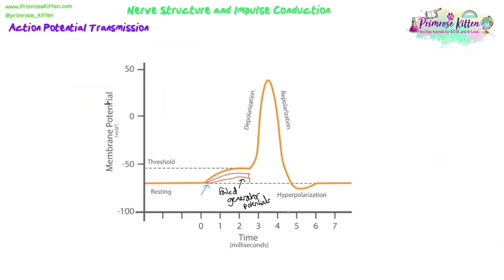Okay, so this is an action potential graph, and we need to make sure we can describe what's happening at each point and explain what's happening at each point as well.